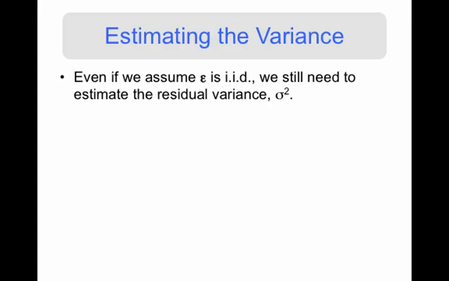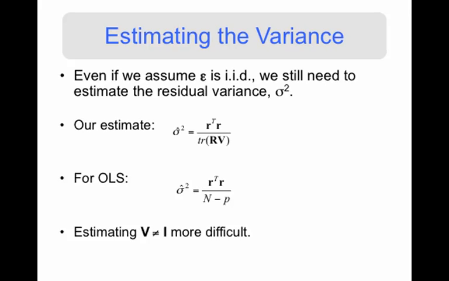Even if we assume that epsilon is IID, we still need to estimate the residual variance sigma squared, because remember we said that the variance was the identity times sigma squared, so we still need to know what sigma squared is. It's the scaling of the variance. So our estimate is going to be equal to the squared residuals divided by the trace of the residual inducing matrix times the variance covariance matrix. For simple OLS, this is simply the sum of the squared residuals divided by n minus p. For the case where V is not equal to the identity, things become more difficult, and we'll return to this in a later module.